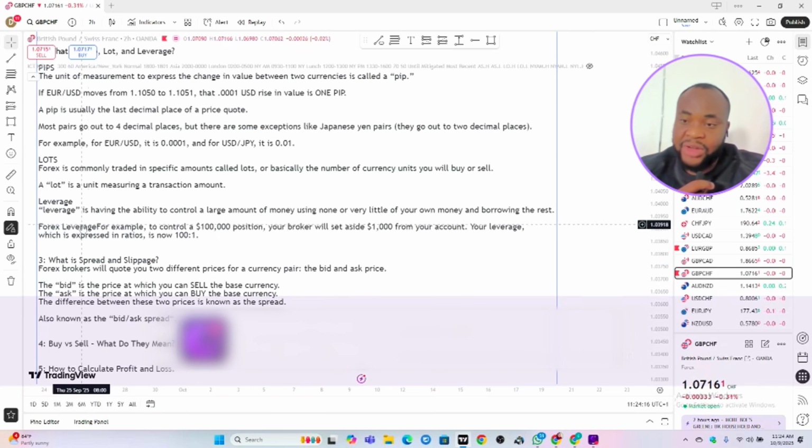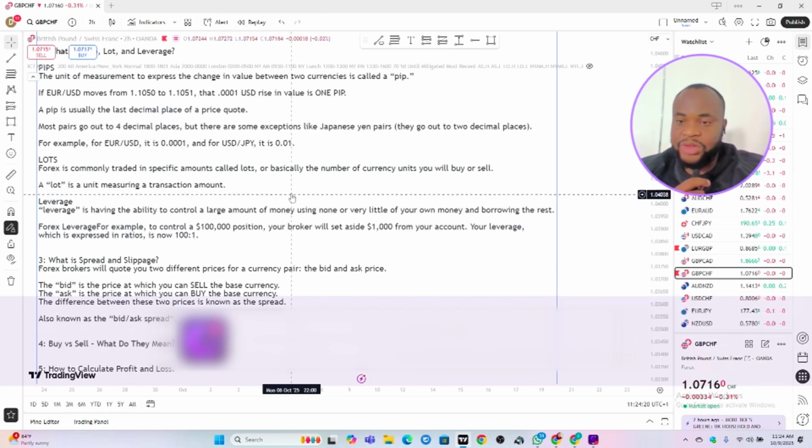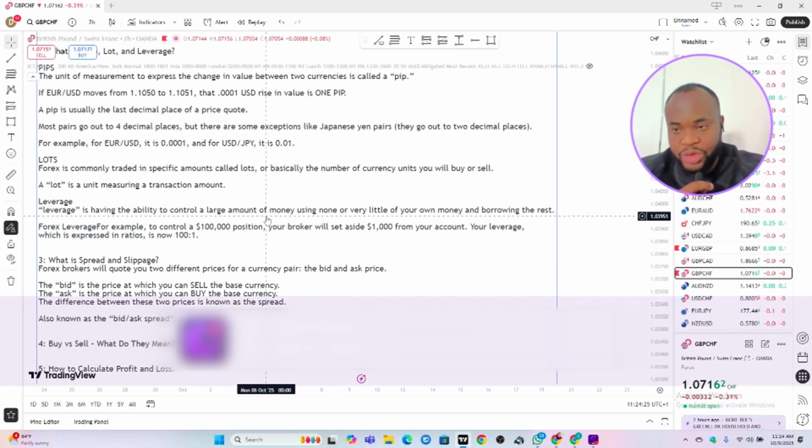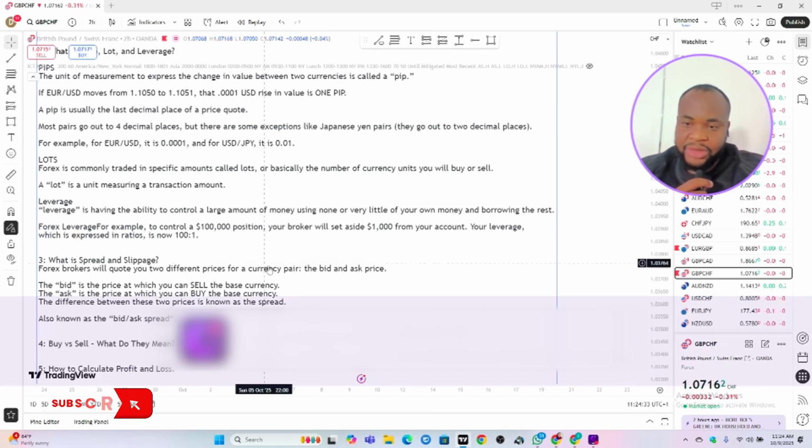So lot size is a unit of measure for the transaction amount. It's actually used to measure the amount you will make or the amount you will lose. So if you have a bigger lot size, you make bigger money or you lose bigger money. So that's just how it works.